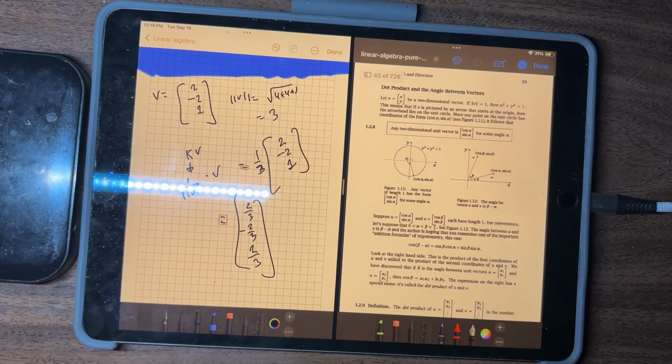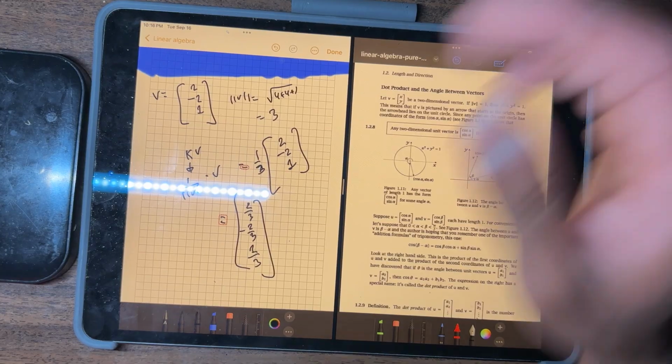Right, dot product and angle between vectors. Let v equal some vector xy be a two-dimensional vector. If the magnitude of v is 1, then x squared plus y squared is 1. This means that if v is pictured by an arrow that starts at the origin, then the arrowhead lies on the unit circle. Since any point on the unit circle has coordinates of the form cosine of alpha, sine of alpha, it follows that any two-dimensional unit vector is cosine alpha, sine alpha for some angle alpha. Wait, what's going on?